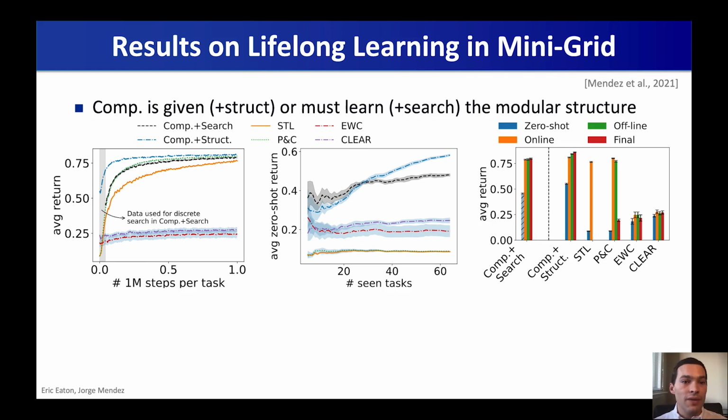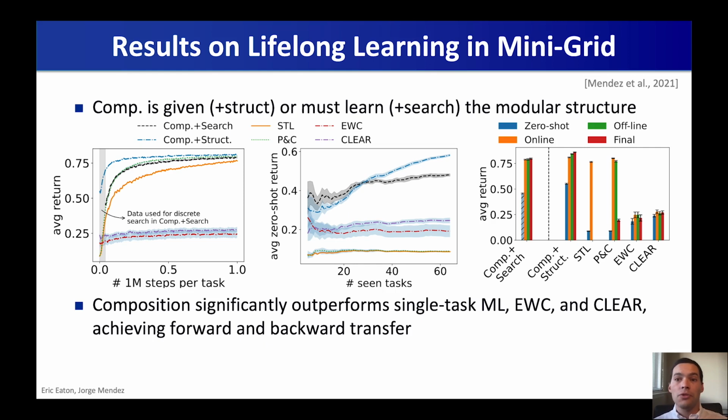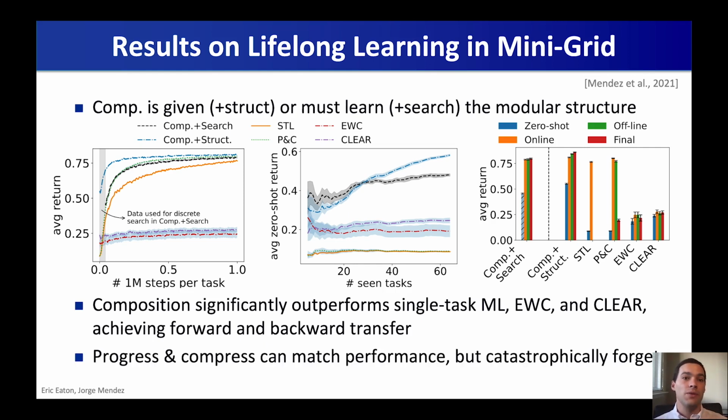Even if we don't give the agent the true structure and instead let it automatically find it, we still get faster learning, zero-shot performance, and no forgetting. None of the non-modular or monolithic methods can achieve all three, and even progress and compress fails to avoid forgetting.